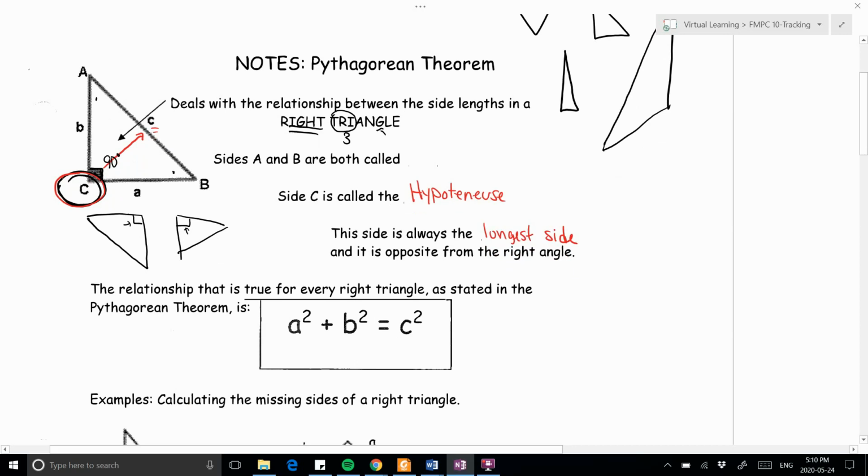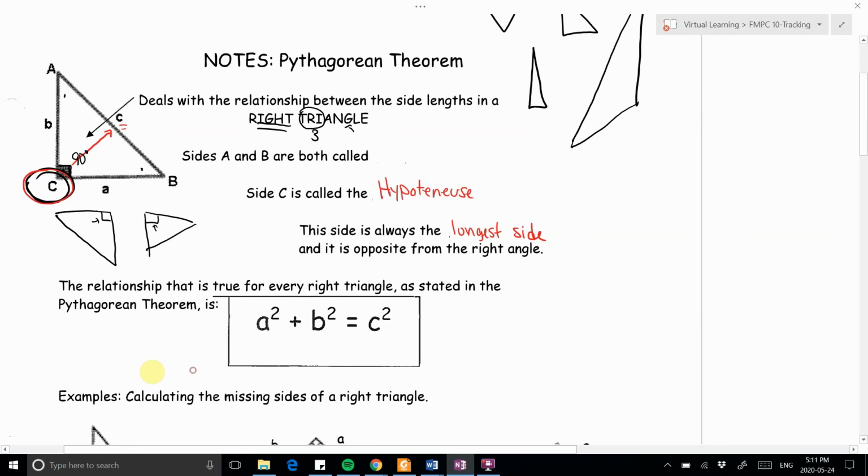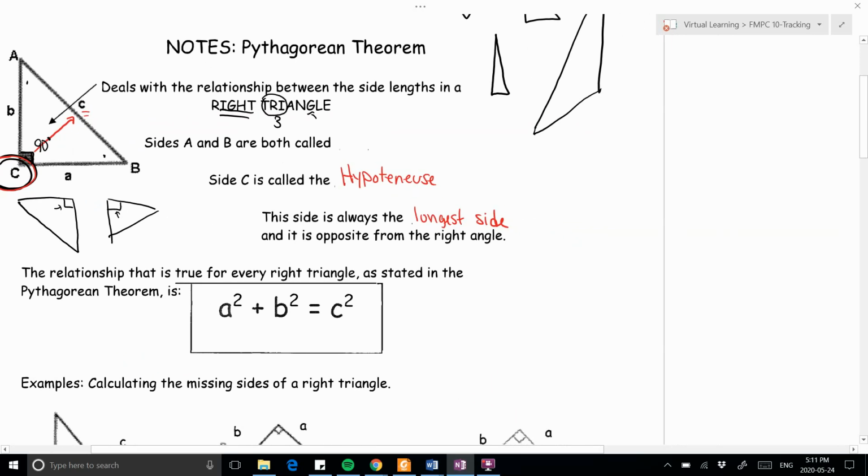What Pythagoras figured out was that that longest side, that C, is going to be equal to the sum of the other two sides. So if we square both of the other two sides and add them, they're going to be equal to the longest side. We could also flip this and write it like this: C squared equals A squared plus B squared. These are the same formula, but essentially they're representing that relationship, that our C, the longest side, is going to be equal to the two shorter sides squared and then added together.